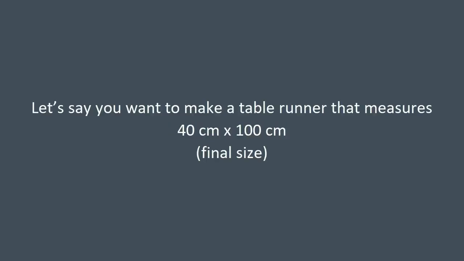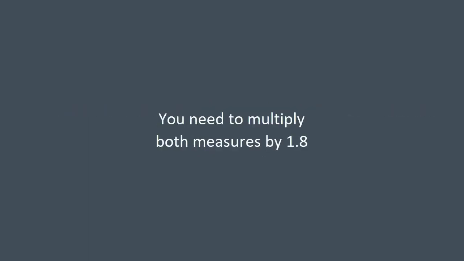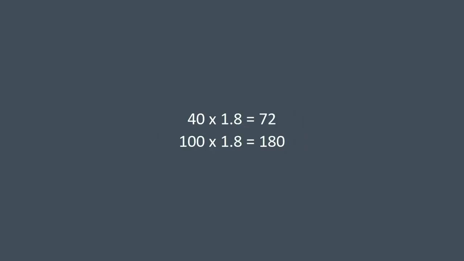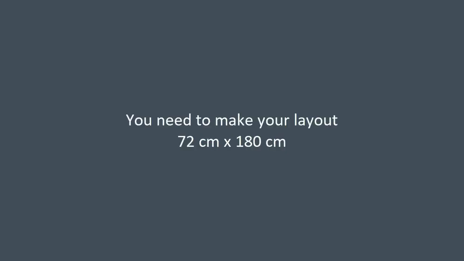Okay, so now you're asking, my shrinkage rate is 1.8, what now? Let's say you now want to make a table runner that measures 40 by 100 centimeters. So this would be your final size. You now need to multiply both measures by 1.8, which is the shrinkage rate you've just determined. So 40 times 1.8 equals 72, and 100 times 1.8 equals 180. That means you need to make your layout 72 by 180 centimeters.